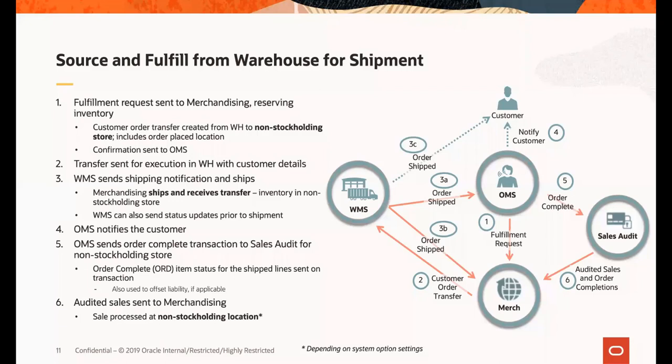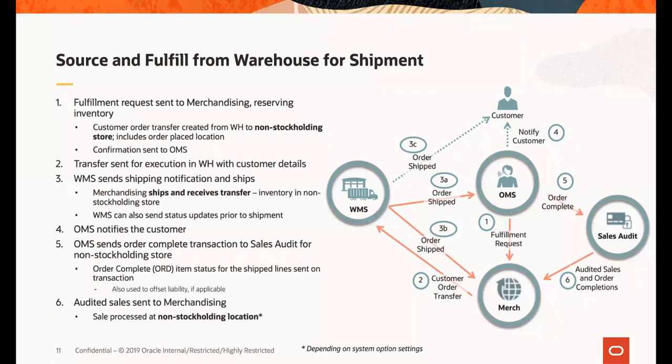And that occurs when order management sends the order completion transaction to sales audit for that non-stock holding store. It uses the fulfillment details in the message to send the details on to merchandising to process the sale. That also could be where the liability is offset if there was an original liability captured.